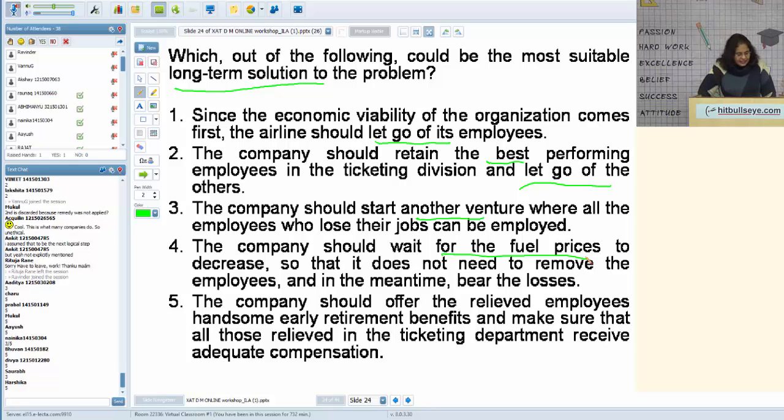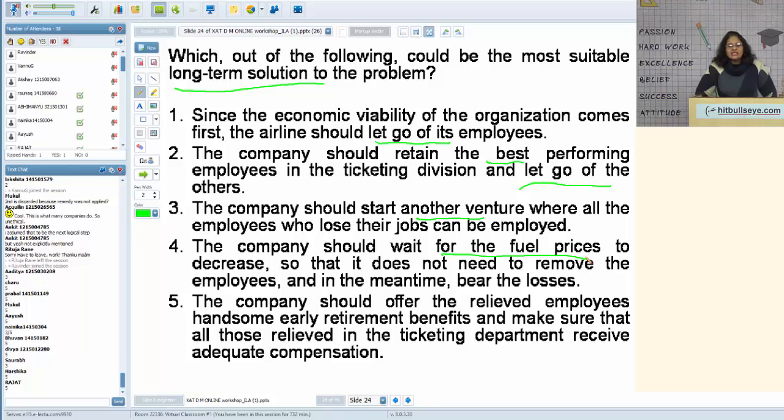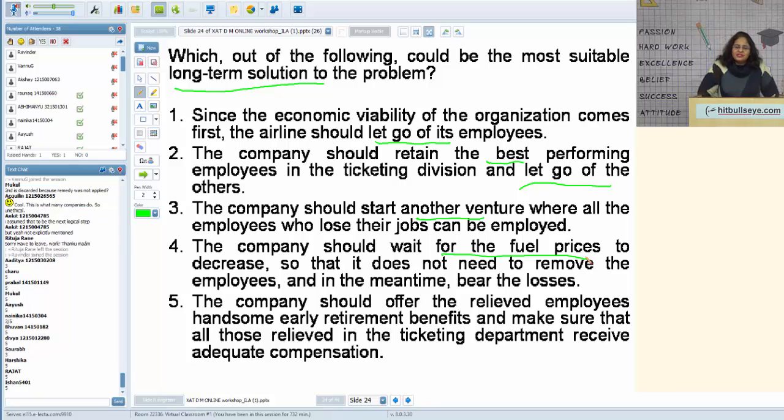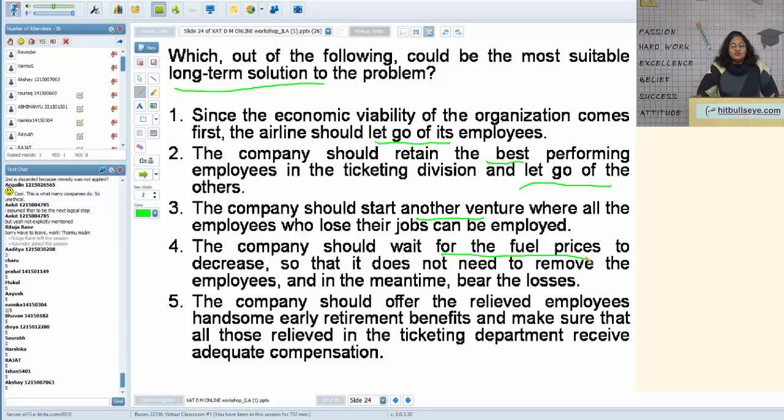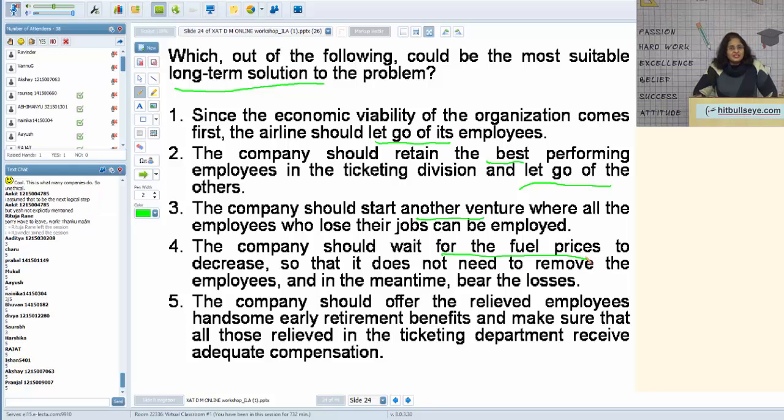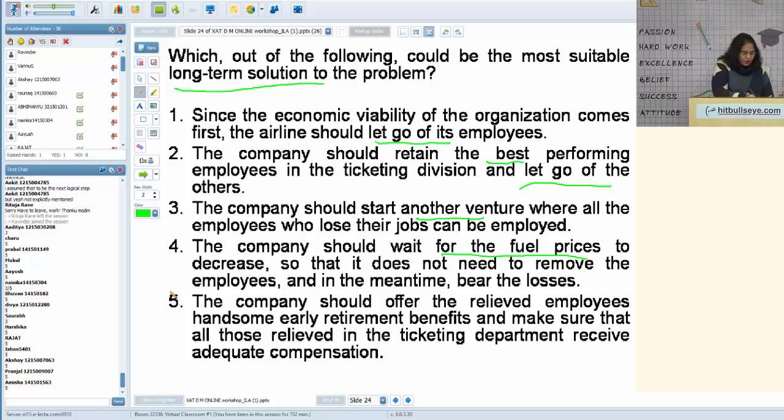In any situation where a company has to take what I call a harsh step, that yes, downsizing has to happen, it has to reduce its costs, and there is no need for these employees. So just to pamper them, just for their welfare, the company can't continue with them. But then again, it cannot endanger its relationship with employees. So in any such situation, the compensation is very important. And the fifth option tells us that the company should offer handsome early retirement benefits and make sure that all those relieved receive adequate compensation. So this, in a way, takes care of both the things. First, the downsizing has happened, and even though it's given them compensation, in the long term it has reduced its expenditure.